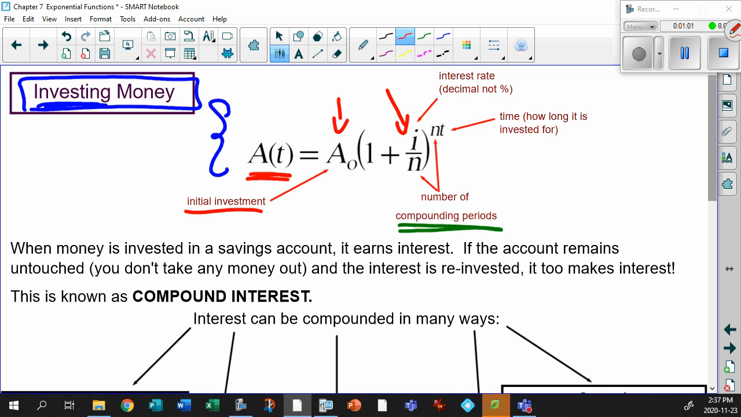Now, they usually give that interest rate in percent. So make sure that you don't put it in percent. You convert that into a decimal. Now, time, that's easy. How long are you going to invest it for? You're going to invest it for a month. You're going to invest it for 2 years. You're going to invest it for 30 years.